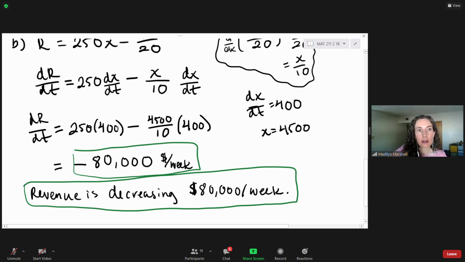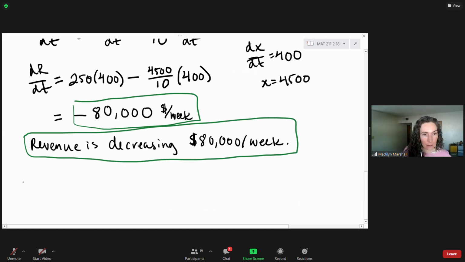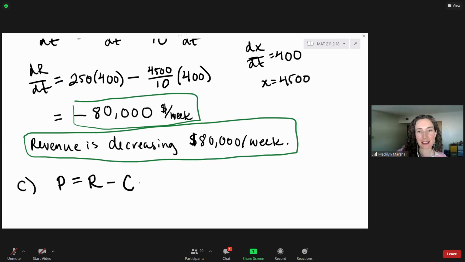So the last part of this question was profit. Profit, we don't have to work very hard to find. Once we do all of the work for revenue and cost, profit is nice. So profit is always equal to revenue minus the cost. So the money we're bringing in minus the cost, or the money we have to spend to produce stuff.